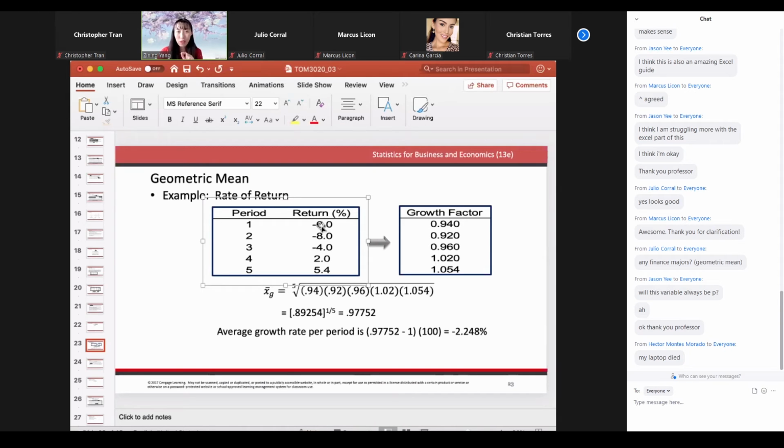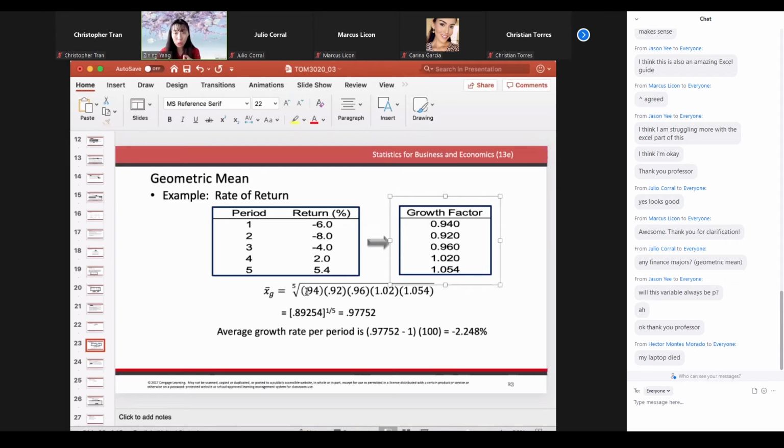So for example, if you start with a negative return, right? So minus 6%, 100% minus 6% translates to 94%, right? That's how negative return works. If you are a negative 8%, then 100% minus this 8%, your growth factor will be 92%. But if you are positive, if you are 2% positive, then you are 102%. So first of all, convert your rate of return into growth factor.